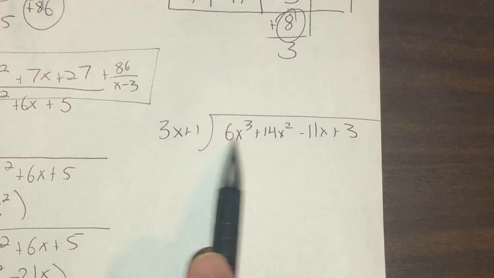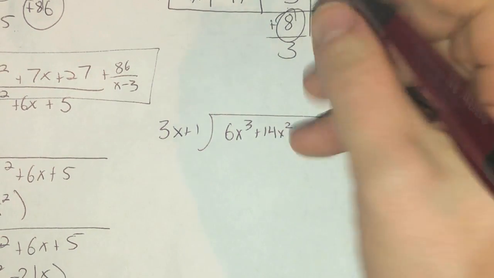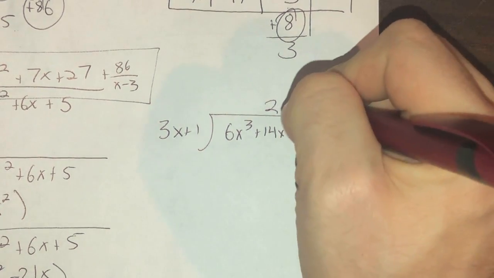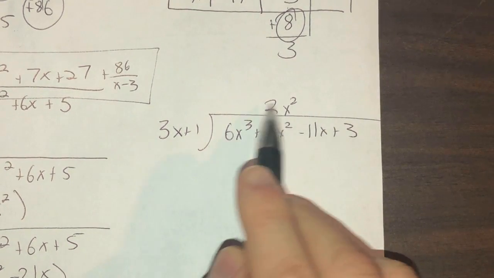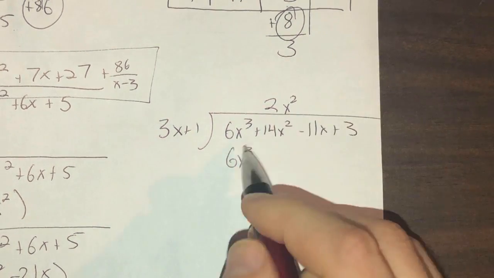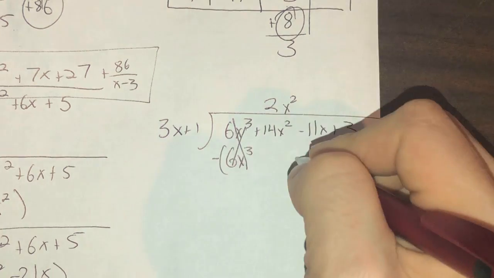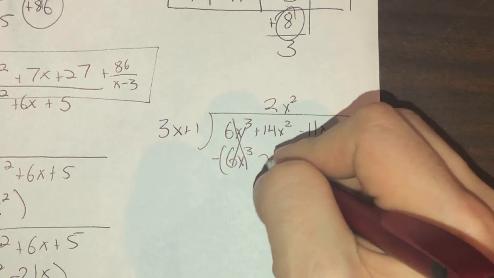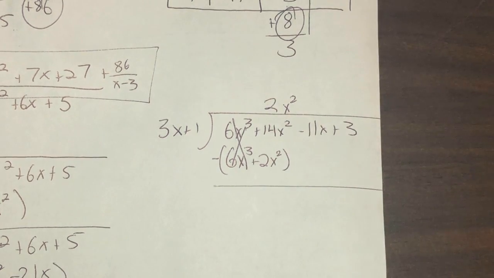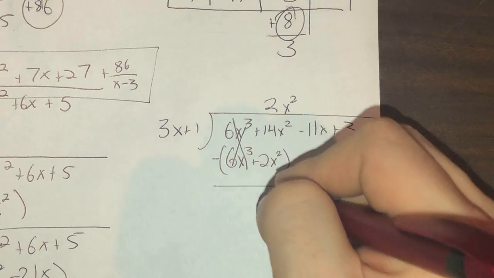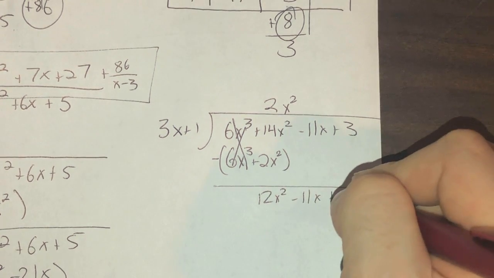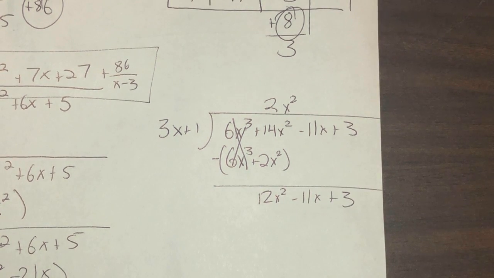Okay, so now watch. Leading term over leading term. 6 divided by 3, 2. x cubed over x, x squared. So 3 times 2 is 6. x squared times x is x cubed. So I do it out. 6x cubed. These are the same. I know I got that right. 2 times 1, 2x squared. Okay, good job. Now these bring down. 14 minus 2, that's 12. I get this right here.